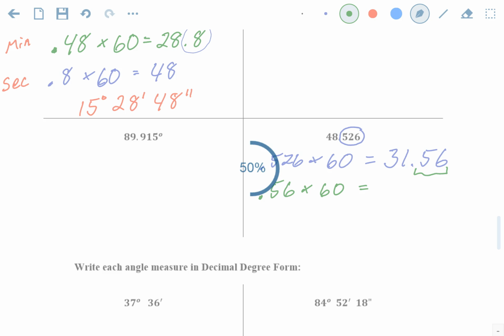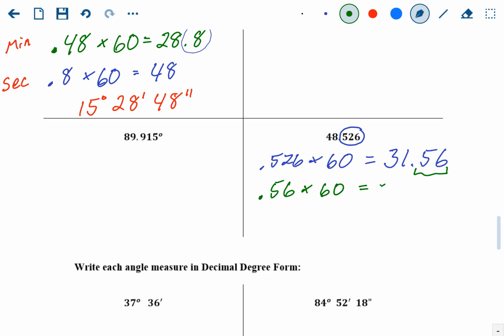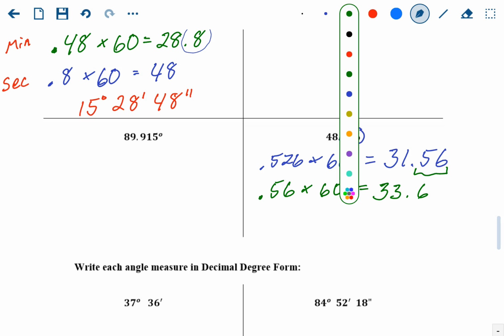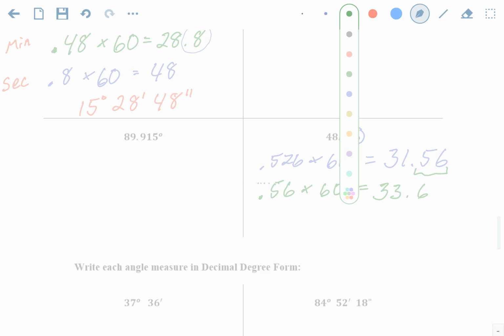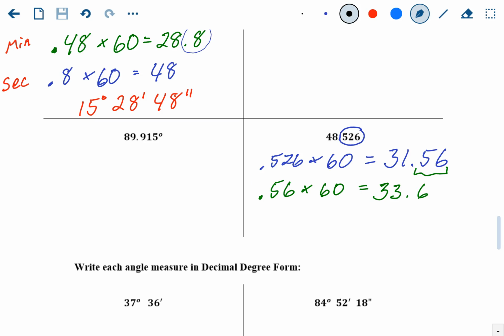So this happens sometimes where you don't get a whole number for the seconds. Now, this is kind of one of the flaws of degrees, minutes, seconds. There's nothing smaller than seconds. There's no nanoseconds or anything. So if you end up with a decimal in your seconds, that's fine. You're just going to leave it as a decimal at the end.